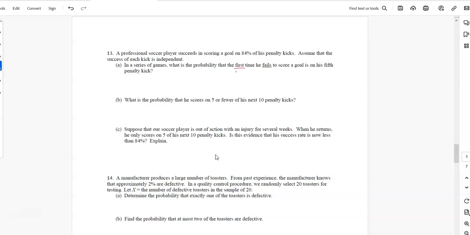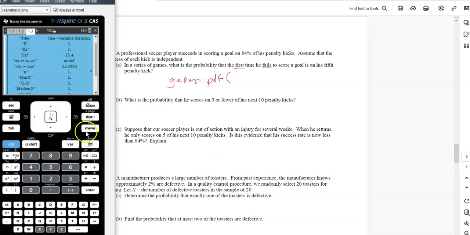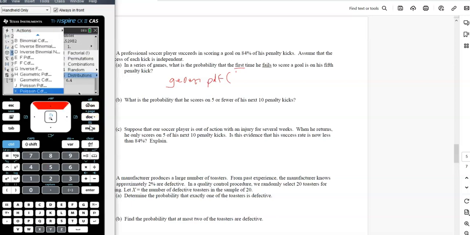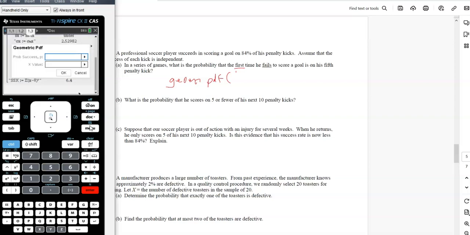So that key right there is the first, so it's geometric, right? So you're going to do geometric PDF, and N is the number. Let's see what we need for that. Let's get the calculator out. Menu, 5, geometric PDF. If you scroll up, you'll find it. It asks for two things. Probability of success, well, that's 0.84. It's easy. And the X value: we want it to happen on the 5th kick.